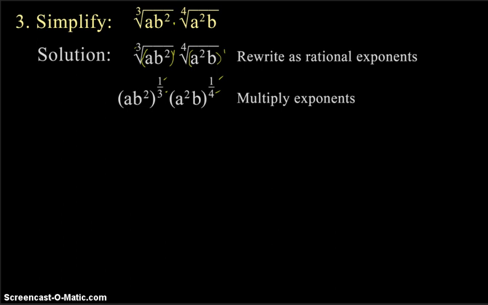So i-distribute natin yan. Yung 1/3, i-distribute natin dun kay a. So meron tayong a raised to 1/3. Yung b squared naman, i-multiply natin yung 1 times 2. So that is 2/3. That is 2/1 times 1/3. So multiplication of fraction, multiply the numerator to numerator. So that is 2 times 1 is 2, 1 times 3 is 3. So that is 2/3.